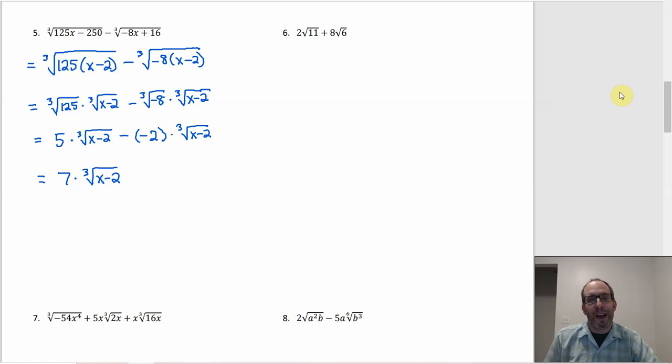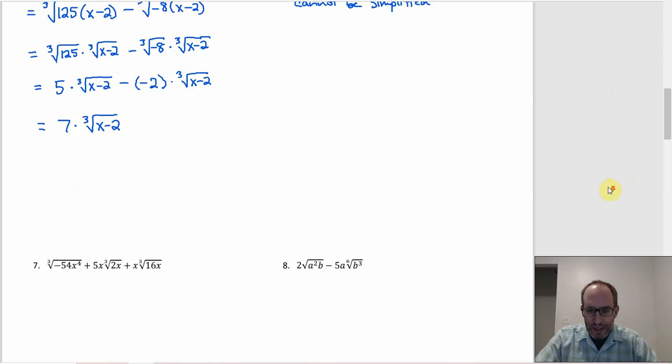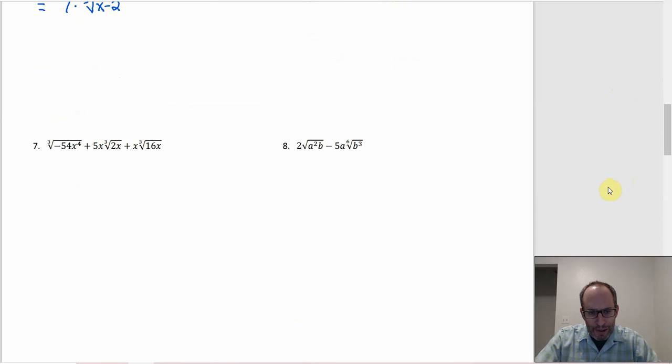And that does happen. I think on the homework it happens once, but this is one where it cannot be simplified. There's no way to get like radicals. That's not the kind of expression that is. So I think that shows up once on the homework, maybe twice, but I think it's once. All right, then 7 and 8. All right, let's see what we got going on here.